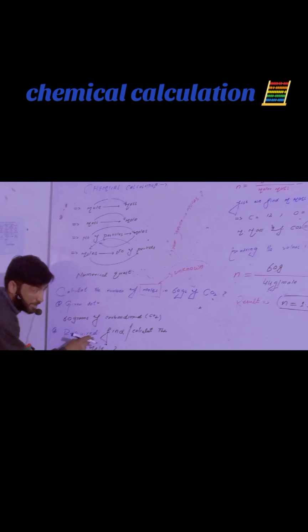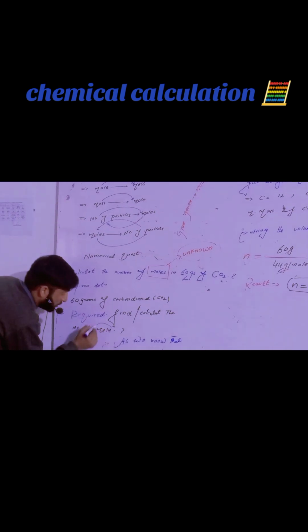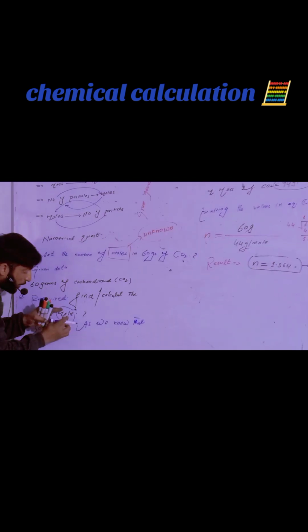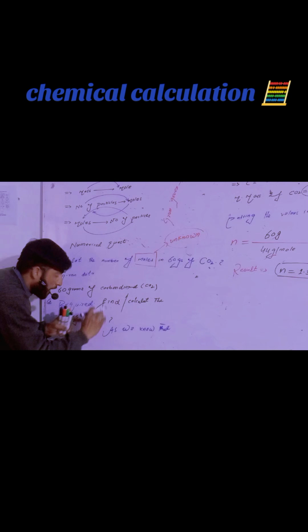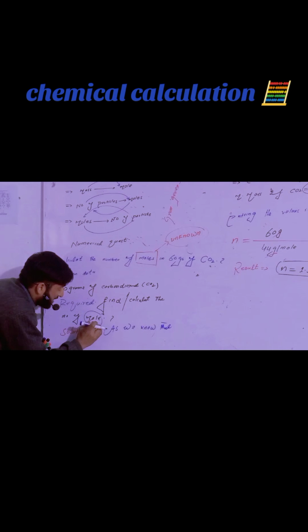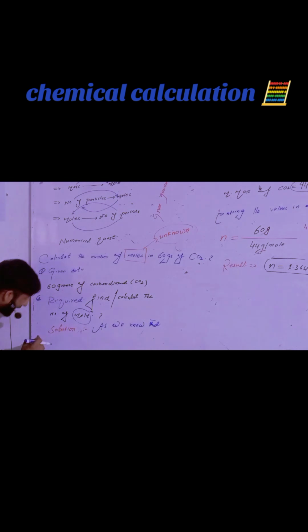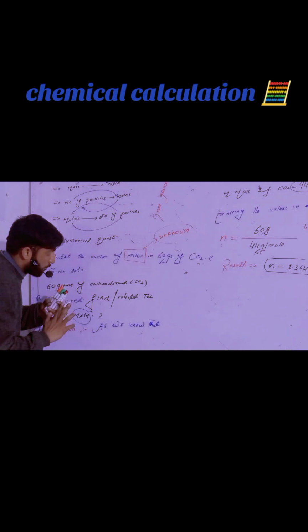Required means we can find out the mole. We don't know about the mole, so the mole here is not available right now. So we can calculate the mole. Next up, the third step would be the solution. In the solution, what will we write?